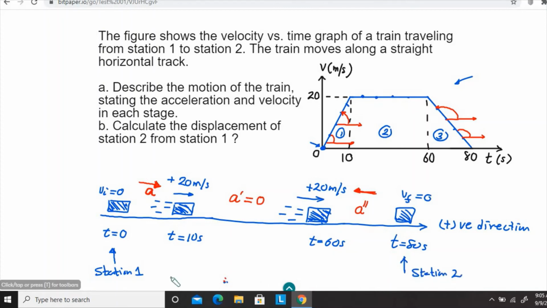Now we need to find the displacement, the change in position between these two points. I told you in my lecture video that the displacement can be obtained from a velocity versus time graph simply by looking at the area between the line and the time axis. So this region provides us the displacement for this motion from station 1 to station 2. That's how we get the displacement. So let's look at how to do that.